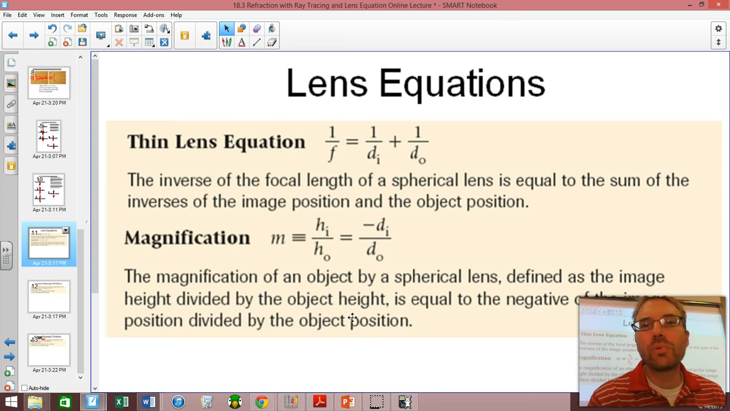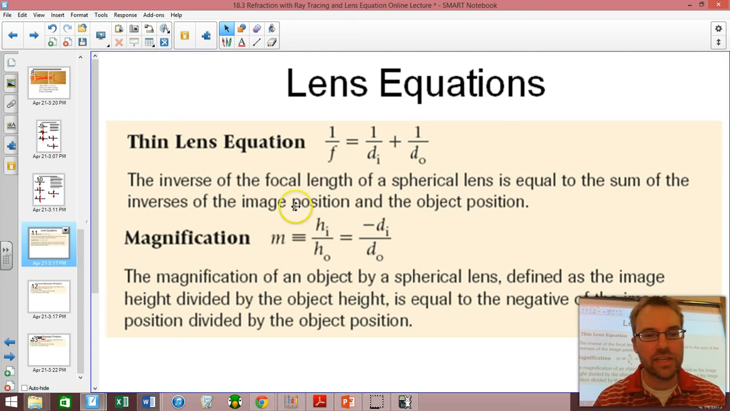Welcome, friends, to 18.4, which is entitled The Lens Equations. We're going to be using the mirror equation that we did last chapter inside the realm of lenses. This equation should look familiar to you: 1 over the focal length is equal to 1 over the distance to the image plus 1 over the distance to the object. This equation works for lenses as well as mirrors.